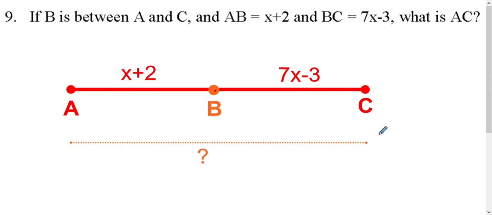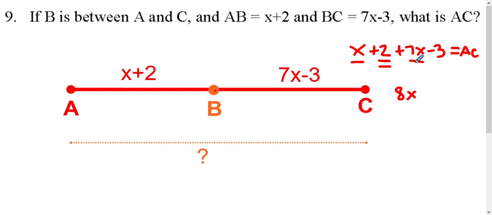In this case, we actually can't come up with a number for it. All we can say for the full amount is that it is going to be both of these together. So x plus 2 plus 7x minus 3 equals AC. And all we can do now is combine like terms. We have an x and a 7x, so we could combine those to get 8x. We have a 2 and a negative 3, which combine to be negative 1. That is as close to an answer as we can get.